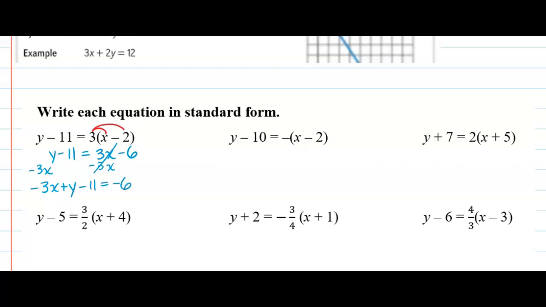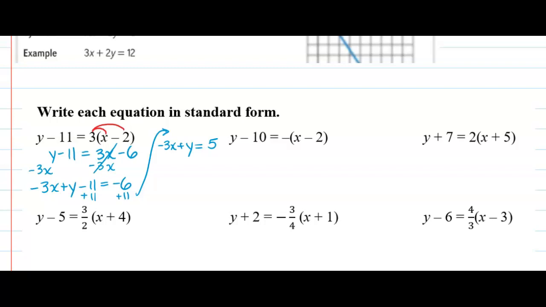We're getting closer, but I only want the x term and y term here. I do not want a constant term with it, so I'm going to add 11. Now I have -3x plus y equals 5. I don't have any fractions. X and y are on the same side, on the left side. However, the coefficient of x must be positive.